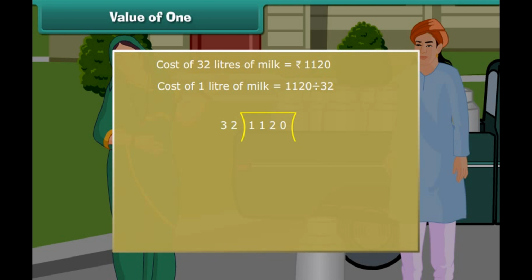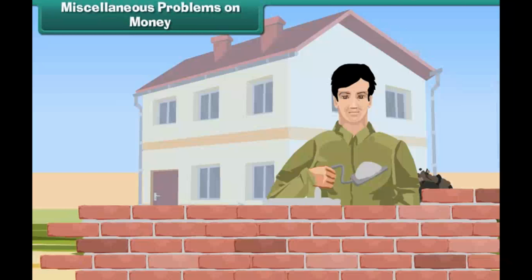Therefore, write 3 on the right side and 96 beneath 112. Subtract and write the difference 16 below. Bring 0 down. The new number formed is 160. It holds 5 times 32, that is 160 exactly. Write 5 to the right of 3 and 160 beneath 160. Subtract as the difference is 0.